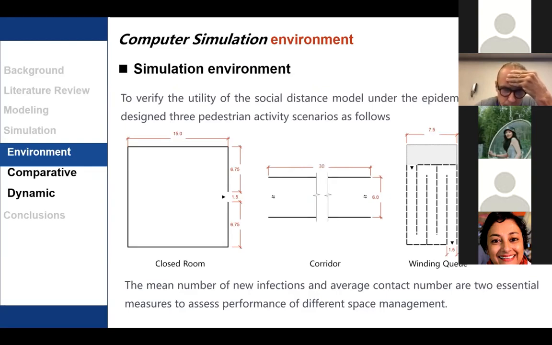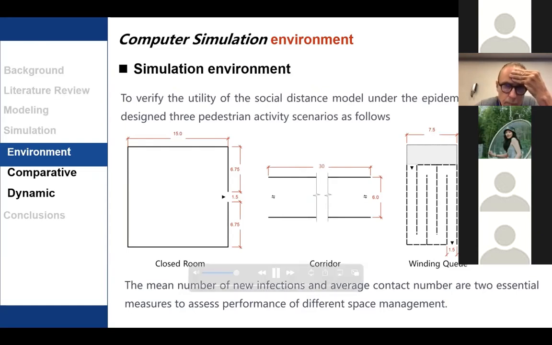To model the room used in practice, we selected a room of size 15 meters by 15 meters with a 1.5 meter wide exit, similar to those in standard library reading rooms. Taking the typical underground passage as a reference, we select a 6 meter wide and 30 meter long corridor for simulation.